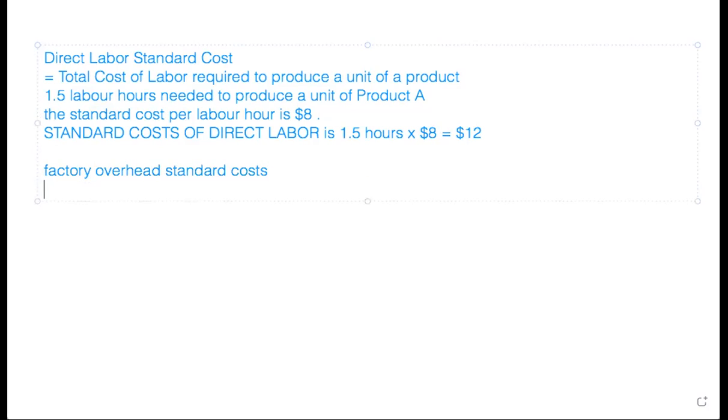So the factory overhead standard cost is actually the factory overhead. For the factory overhead, we can divide it into two types. It's variable factory overhead. And the second one is fixed factory overhead.